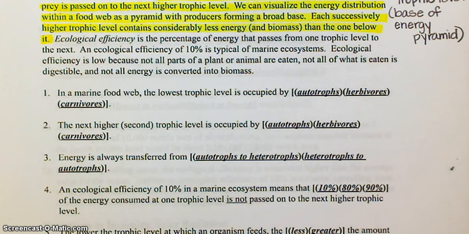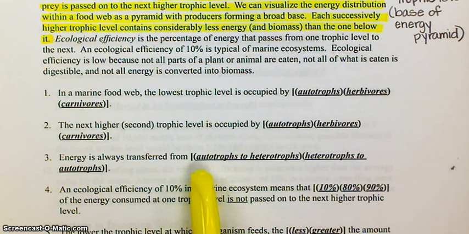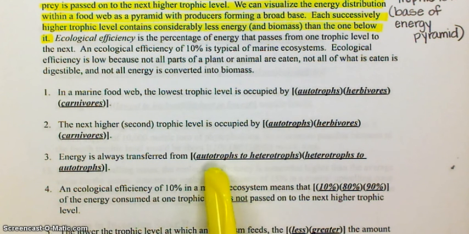And energy is always transferred from what to what? Well, it's always got to go up from lower trophic level to higher trophic level. So we start at the lowest, which is autotrophs, and it's transferred to heterotrophs. So we go autotrophs to heterotrophs. That's the first choice. Okay. In other words, just to prove that you're listening, you can also put down here from producers to consumers, because autotrophs are producers and heterotrophs are consumers. Okay.